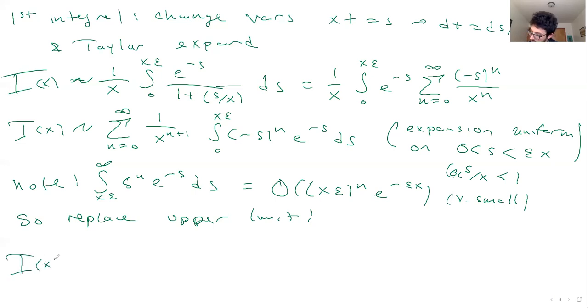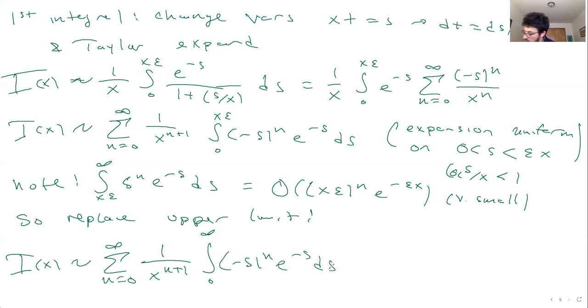So I of x to leading order is going to be the sum from n equals 0 up to infinity, 1 over x to the n plus 1, the integral from 0 up to infinity, minus s to the n, e to the minus s ds, okay? And this integral is just an expression of the factorial, right, by integration by parts. So we have n equals 0 up to infinity, right? I also think of this as sort of like the gamma function. So we have minus 1 to the n factorial, divided by x to the n plus 1, okay? So at the end of the day, that integral gives us this series, and to leading order, it should be fairly accurate.